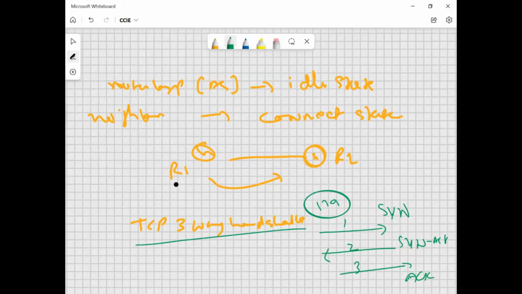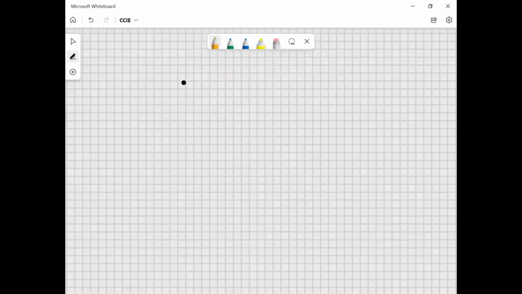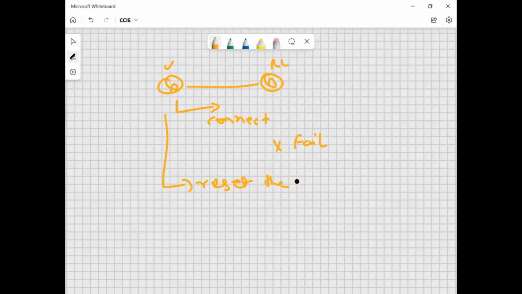So in our case, since R1 is configured and R2 is not configured, it will send a connection request in the connect state and it is going to fail because the other router is not configured yet. Then R1 will reset the timer and also continue to listen, so if my neighbor sends me something, I am listening. And this state is known as the active state.